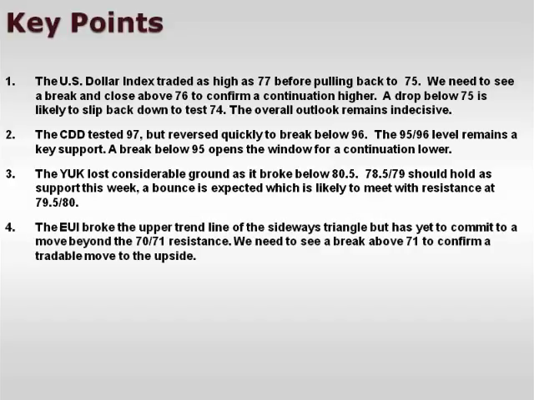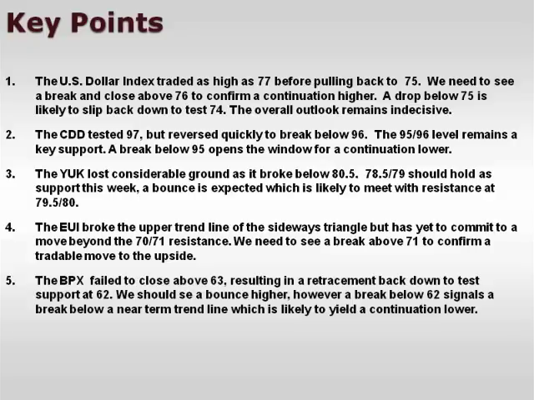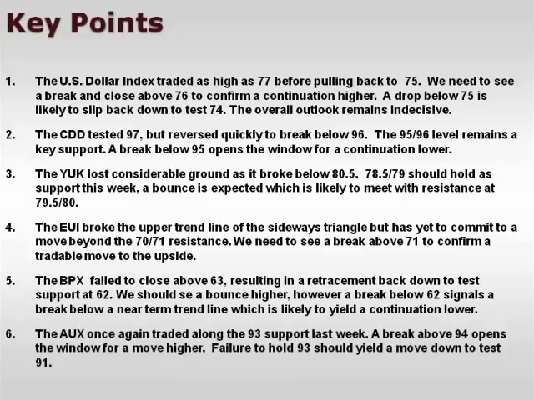The EUI broke the upper trend line of the sideways triangle, but is yet to commit to a move beyond 70-71. We need to see a break above 71 to confirm a tradable move to the upside. The BPX failed to close above 63, resulting in a retracement back down to test support at 62. We should see a bounce higher. However, a break below 62 signals a break below a near-term trend line, which is likely to yield a continuation lower. The AUX once again traded along the 93 support last week.